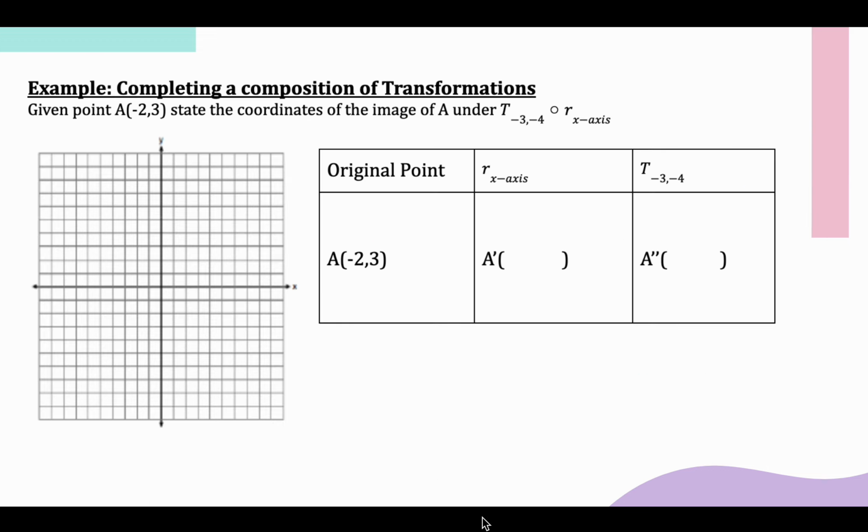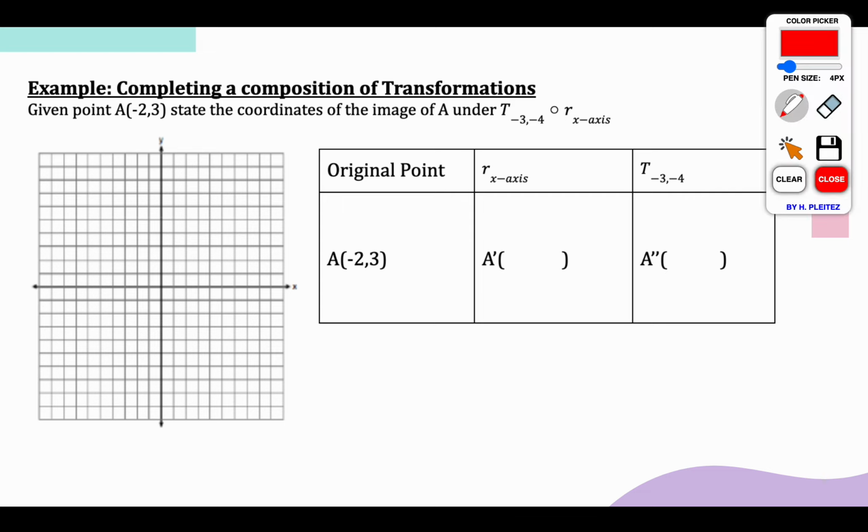So let's just get right into an example here. It says, given the point A, (-2, 3), state the coordinates of the image of A under this composition here. So remember, we read right to left. So I know that I am first doing a reflection over the x-axis.